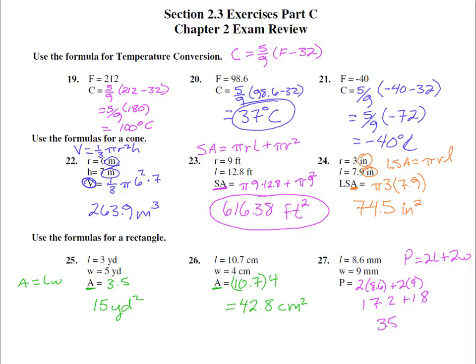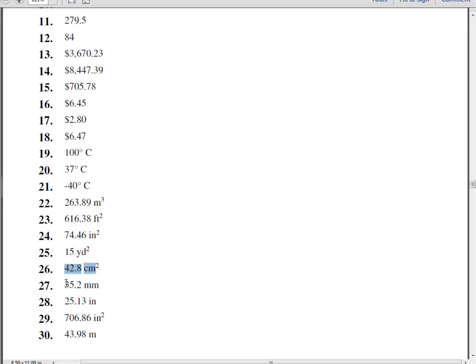So we get 35.2. And this is millimeters and millimeters. Perimeter isn't an area, so we're not in millimeters squared. It will remain in millimeters. So 35.2 millimeters. Let's double check our answer. And we get 35.2 millimeters. Good.